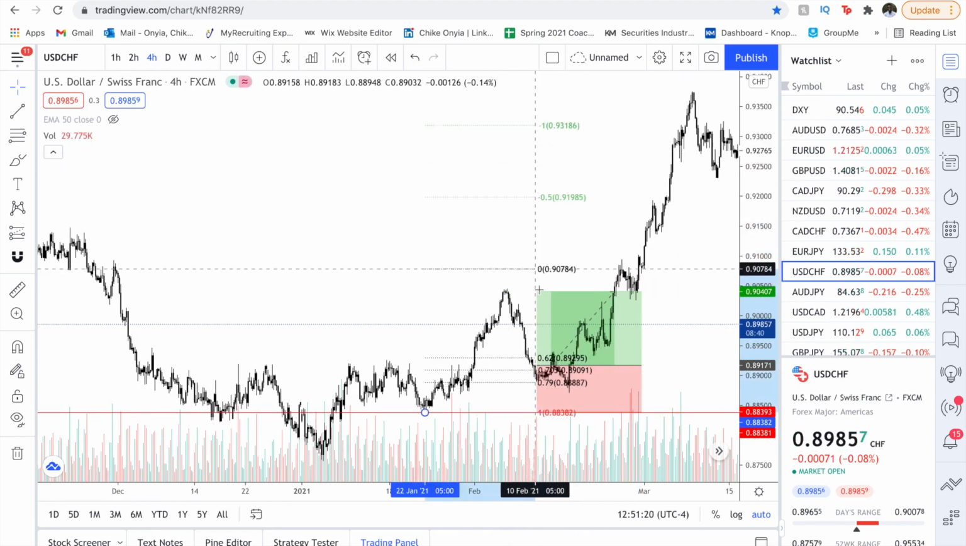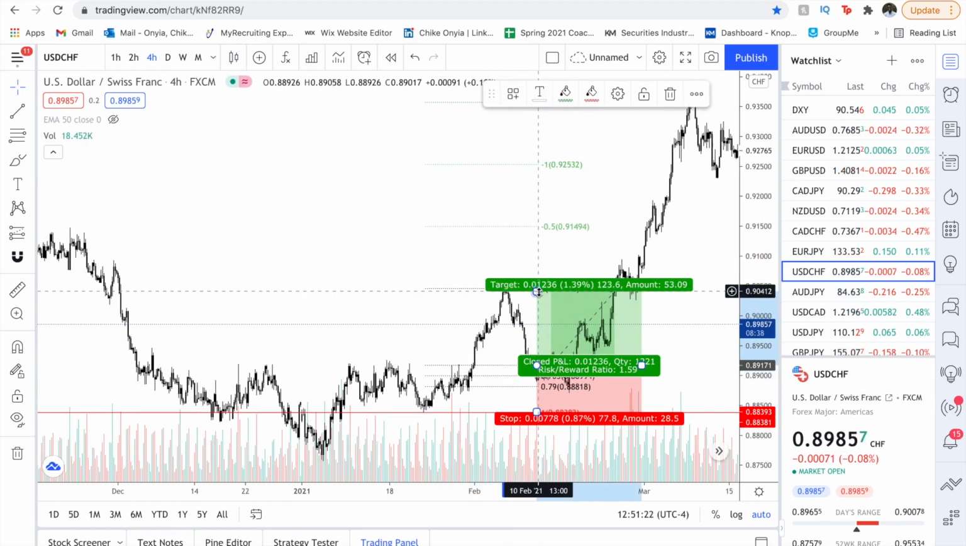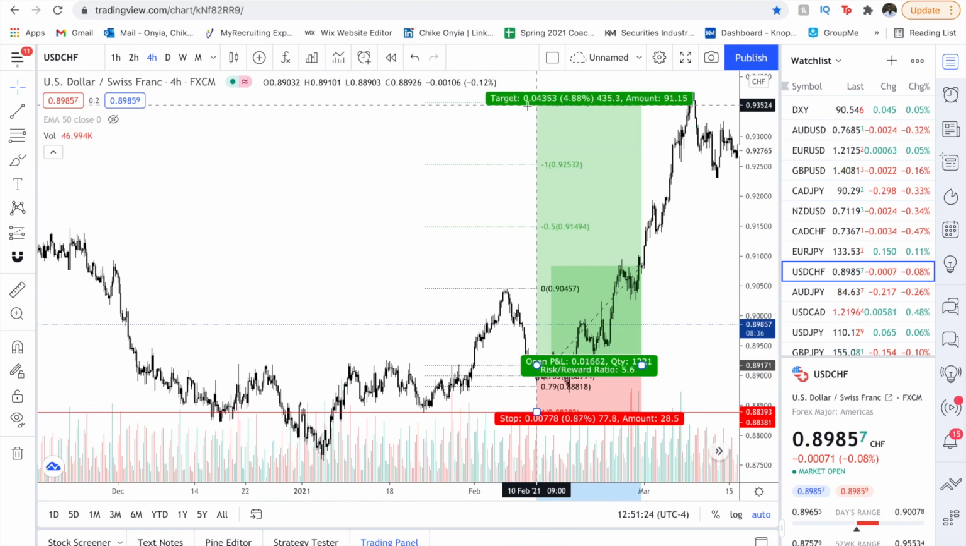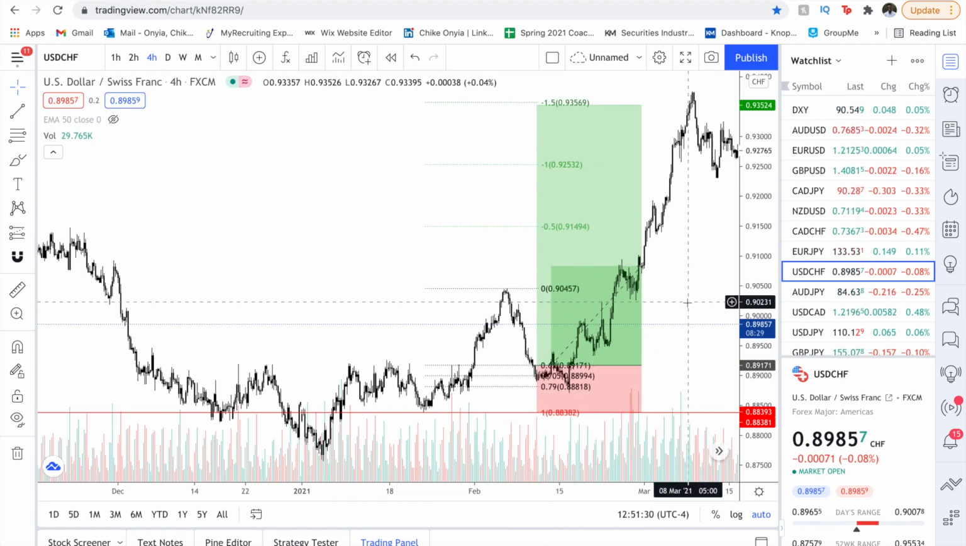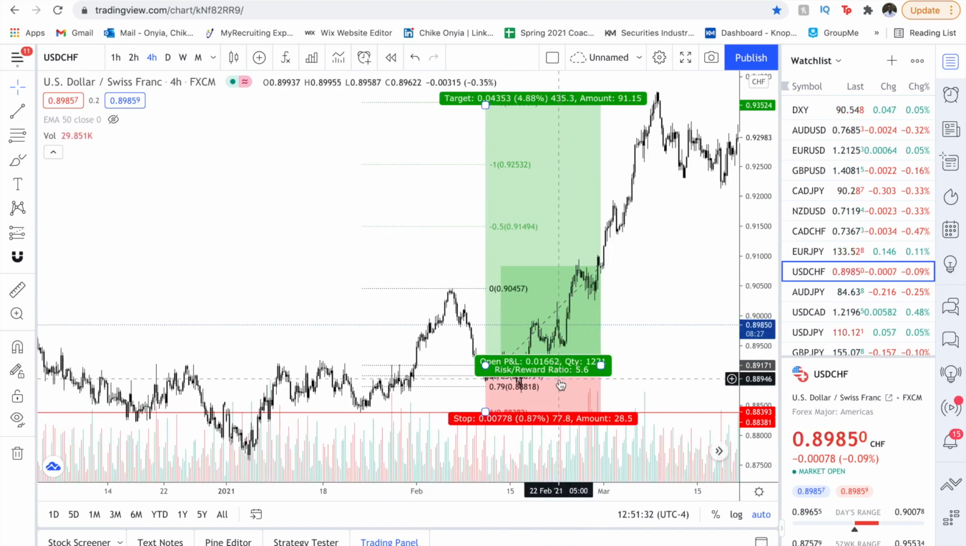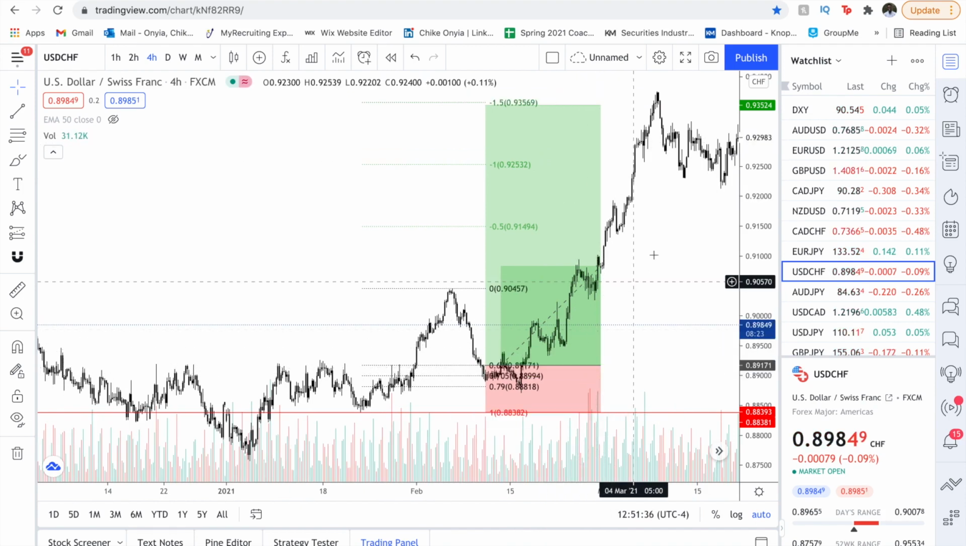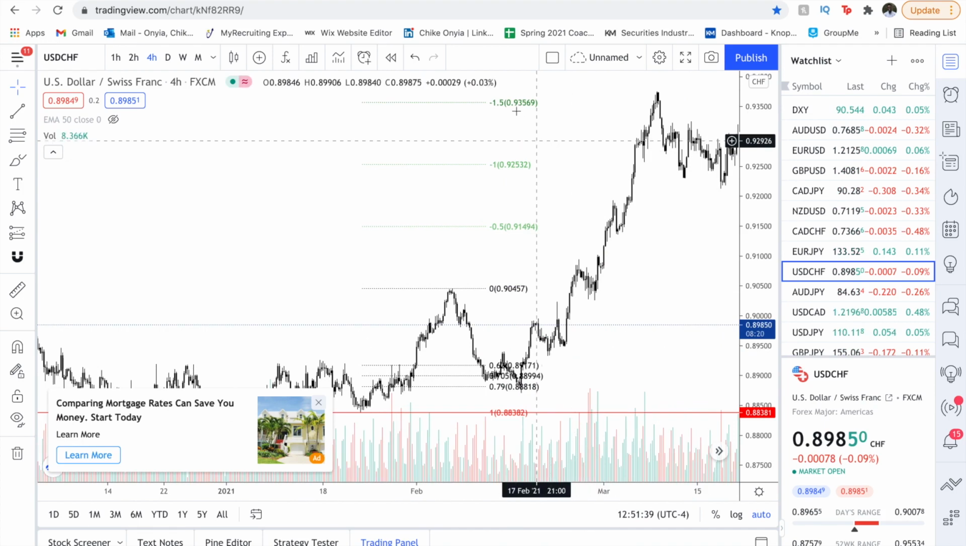Set your take profit to one of these targets up here, -1, -1.5. That's a 1 in 5.6 trade, right? So if you invested 10%, you would have made 50% on this trade, but really 56%, 5.6. So that's a quick lesson on USDCHF.